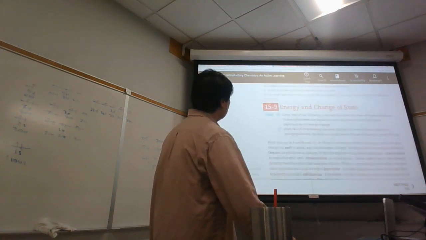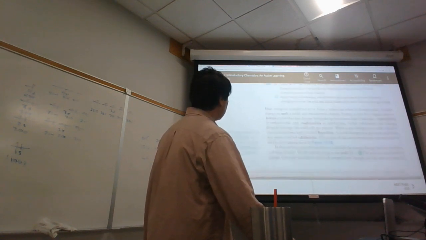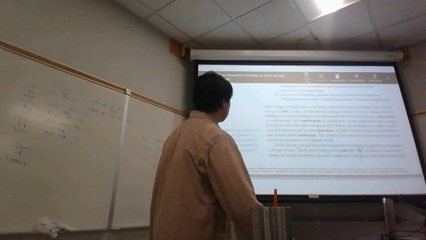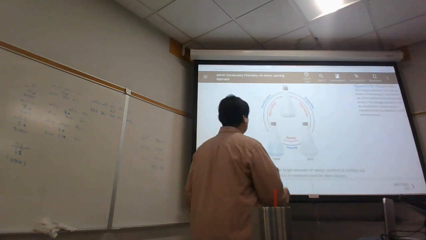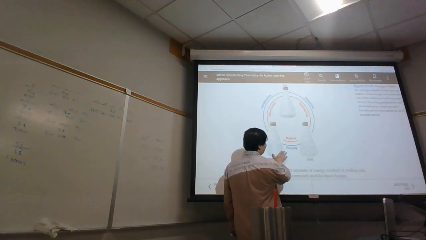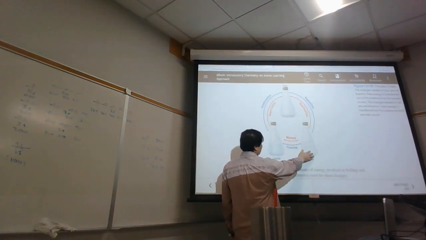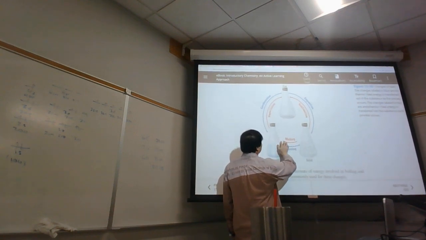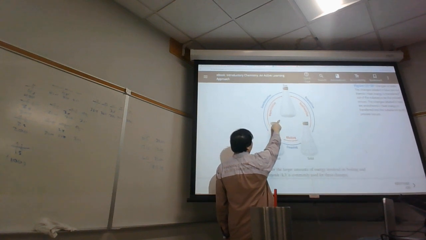All right, the last part of this chapter deals with energy and change of state. So we're going to look at some examples here. If we take a liquid and cool it, we can freeze it. Or if we take a solid and warm it, we can melt it. So you have a liquid here, you can vaporize it, you can boil it into a gas.